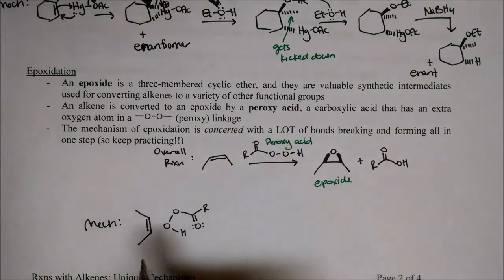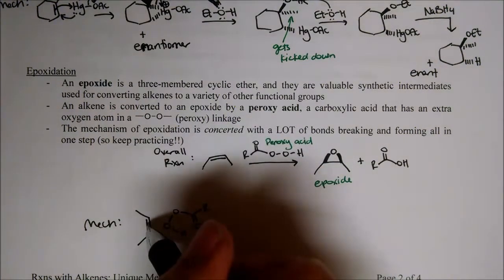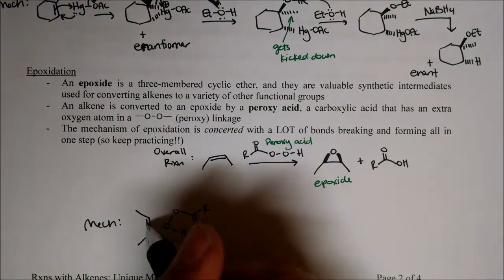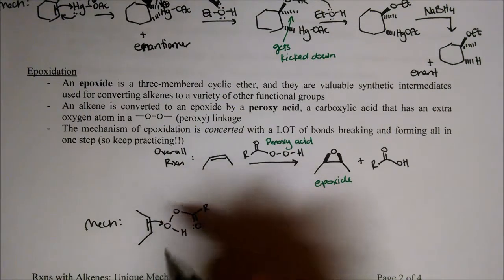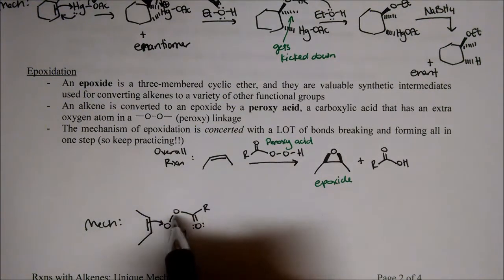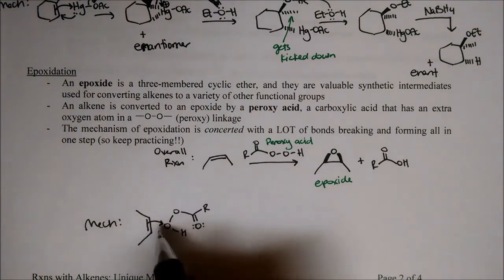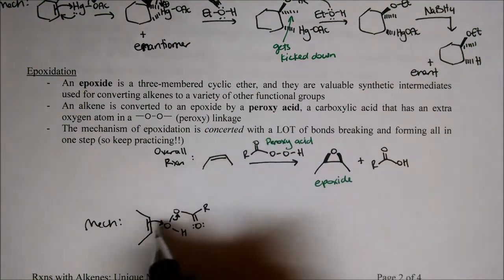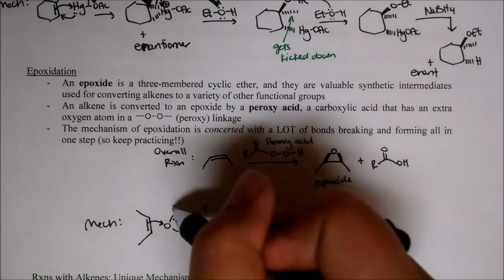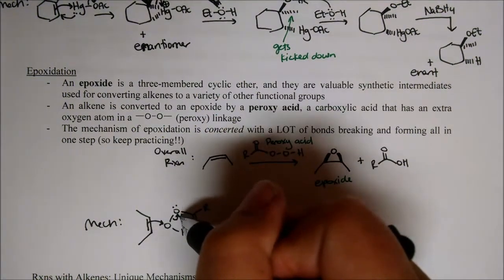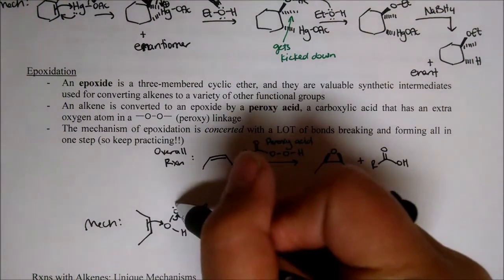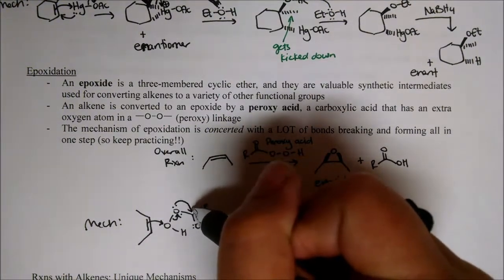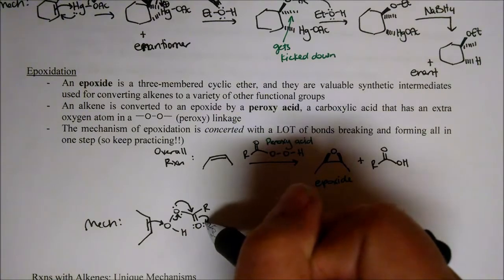So, first things first, the alkene is what? The alkene is a nucleophile. And it actually attacks this second oxygen of the peroxy linkage, the peroxy acid, so the oxygen of the OH. In doing so, it kind of does a backside attack and breaks this bond. Okay, so it breaks this bond, and then what can happen is we can have a pseudo type of resonance where these electrons can kick up into the carbonyl.